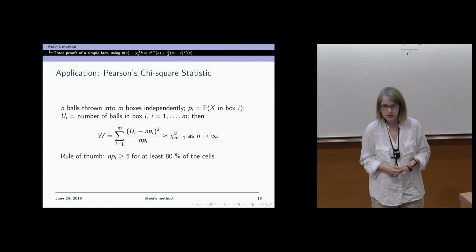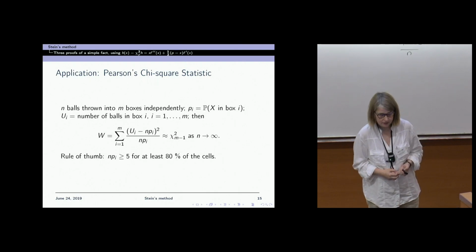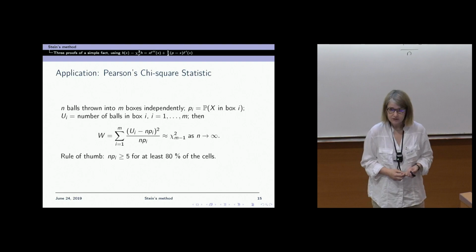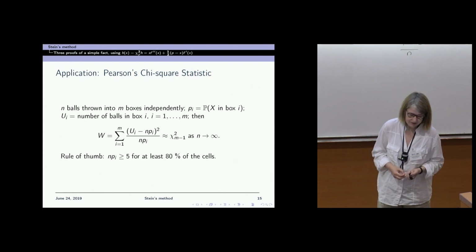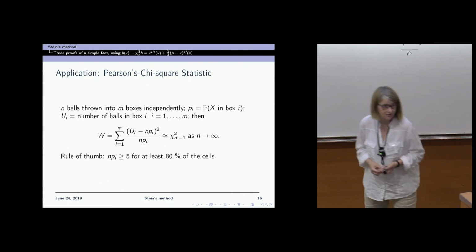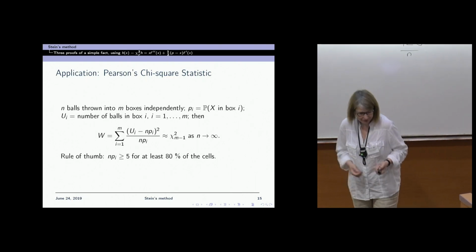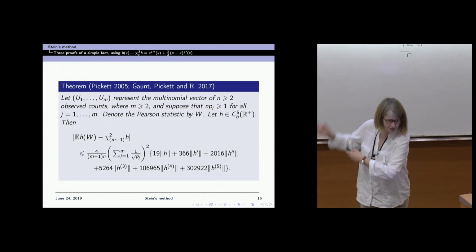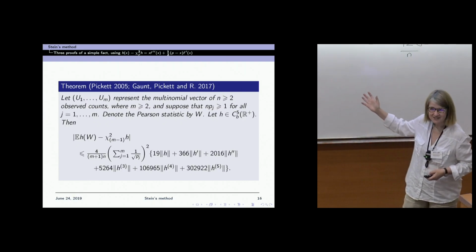And you may have learned in your undergraduate course, or you may even teach in your undergraduate course, that this approximation is good if npi is larger than 5 for at least 80% of the cells, or something of that order. So that, I can show you, you can actually be much more precise in your lectures.